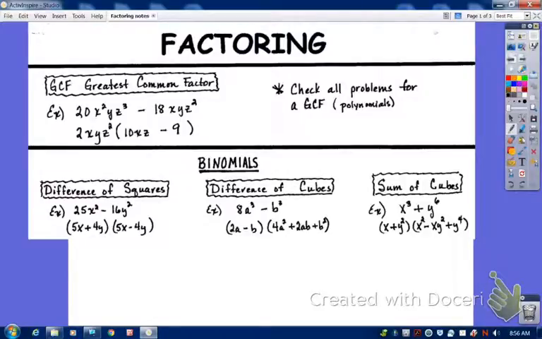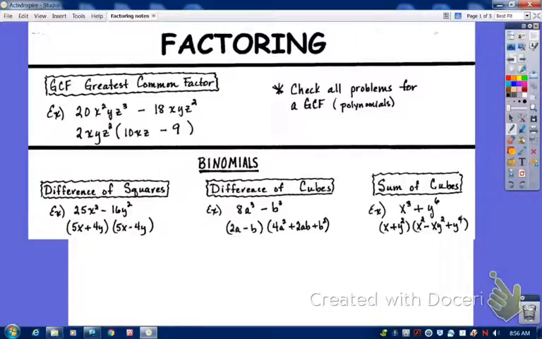Do both terms have a z? Yes, which z has the smallest exponent? Z squared. So z squared will be part of your GCF. 2xyz squared is your GCF for that problem.